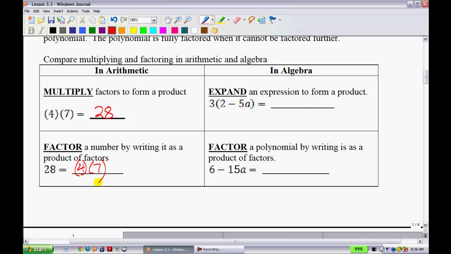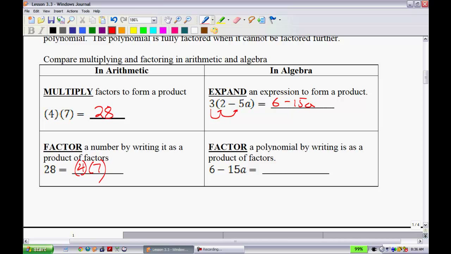Well, the same thing works when we're dealing with algebra. If I ask you guys to expand this using the distributive property, we're going to have 3 times 2 is 6, and then 3 times the negative 5a is negative 15a.